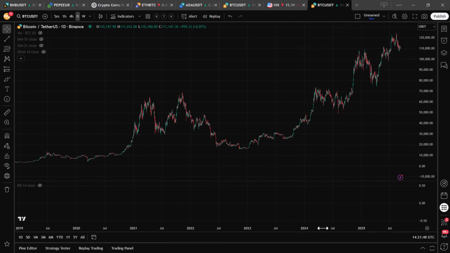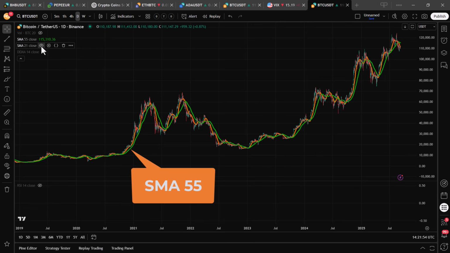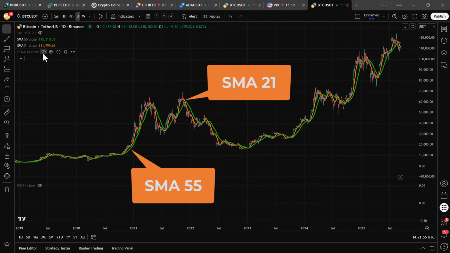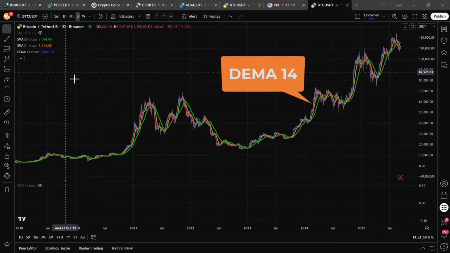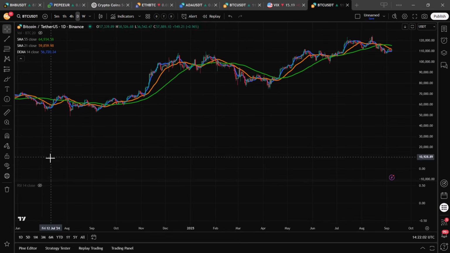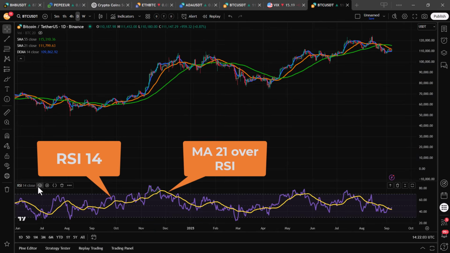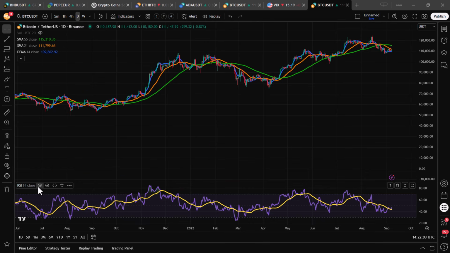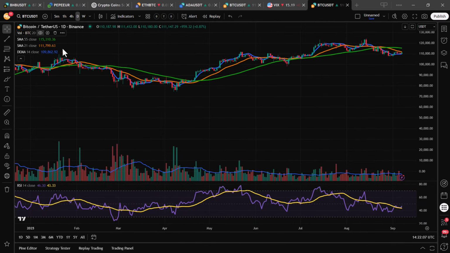Now let me walk you through what makes this strategy tick. We will use 2 simple moving averages, one 55 period MA and one 21 period MA. We will use the faster moving double exponential moving average with a period of 14 and the RSI with 14 periods and a moving average over the RSI with 21 periods. And the volume is also used with an average over its volume of 20 periods.